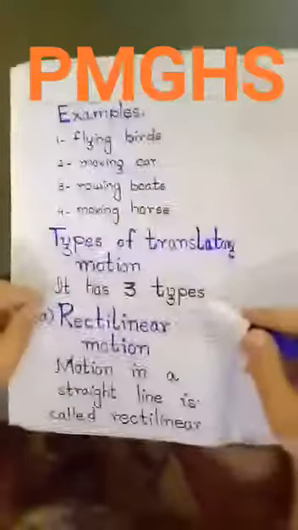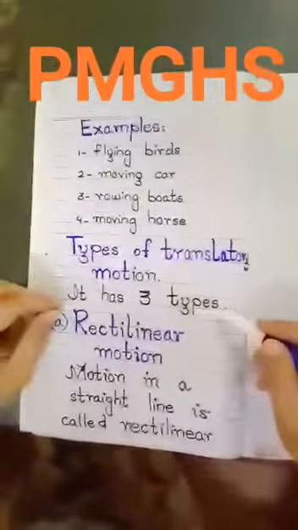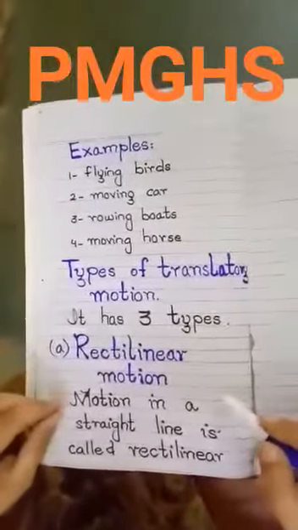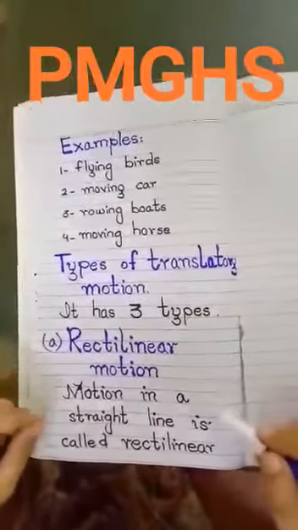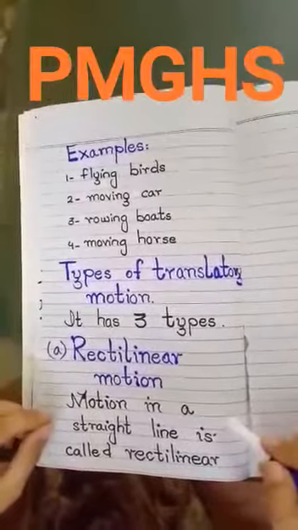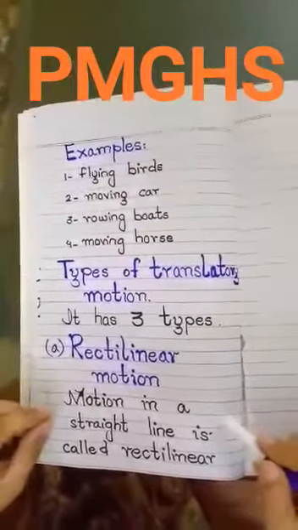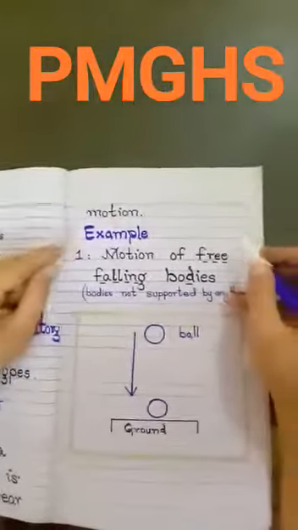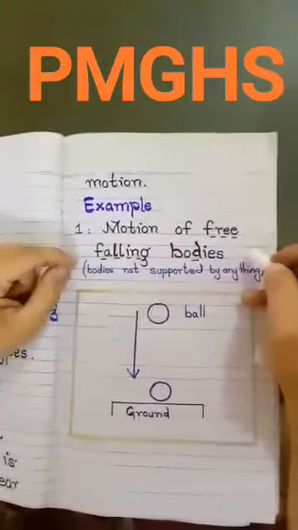Translatory motion is divided into three types. Rectilinear motion. Motion in a straight line is called rectilinear motion. Example: motion of a free falling objects.